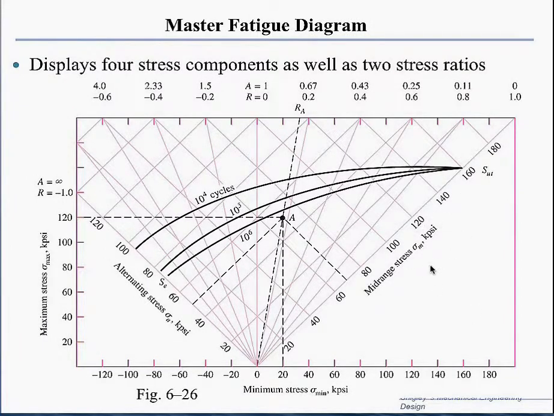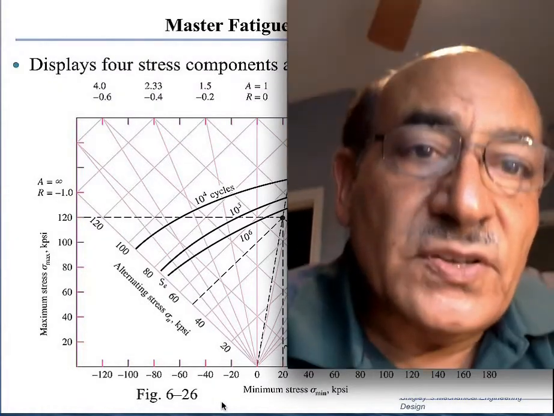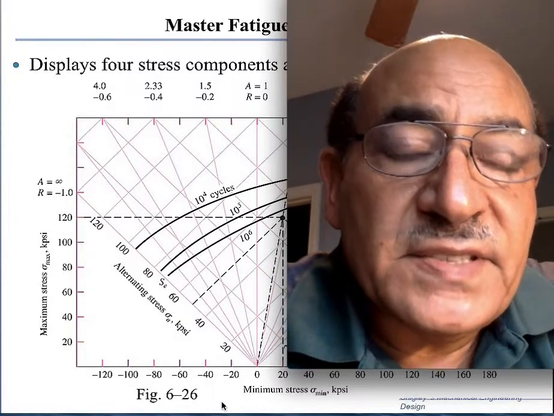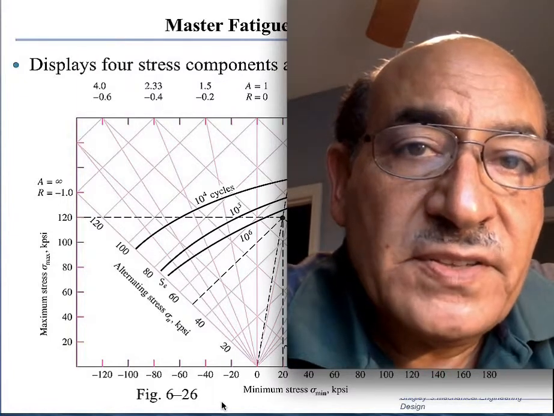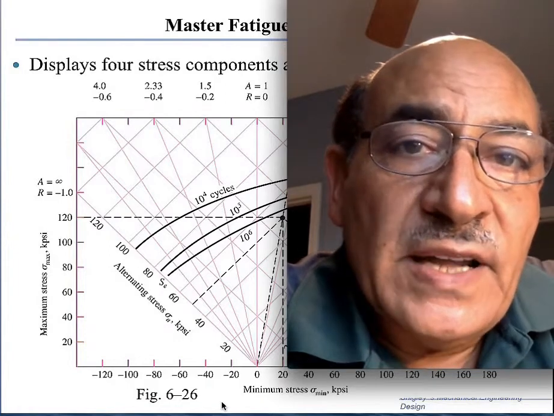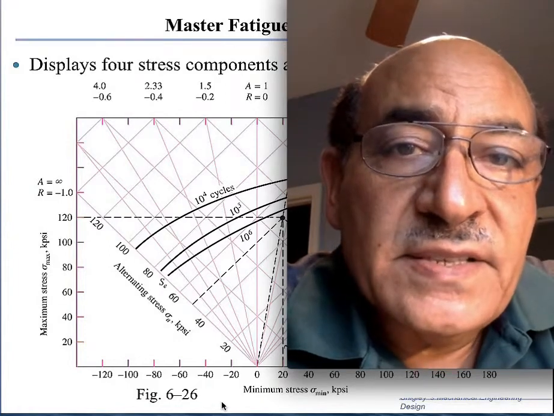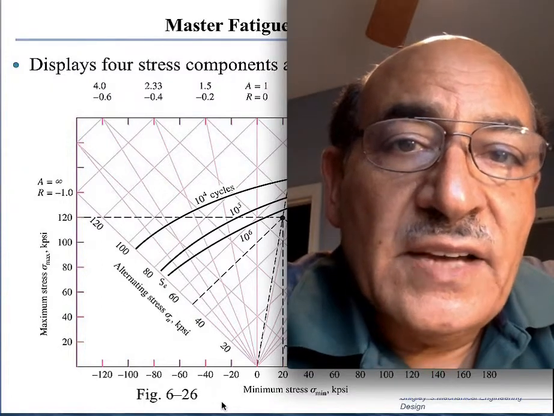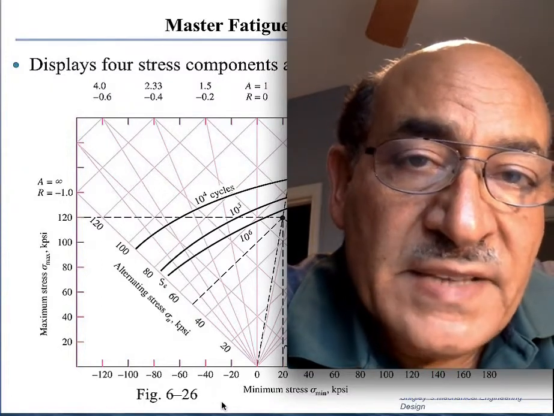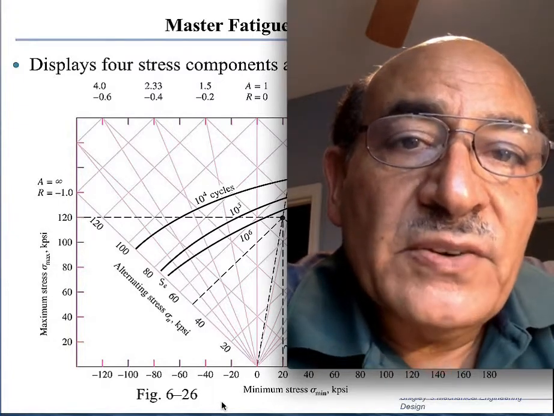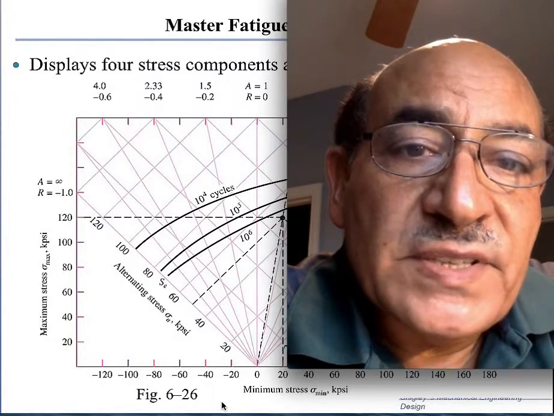Another method for design is also graphical, and the graphical method is called the master fatigue diagram. In this method, similar to the modified Goodman, we want to plot the mean stress and the alternating stress, and we want to plot the minimum stress and the maximum stress, and then show how they are related and use it in design.